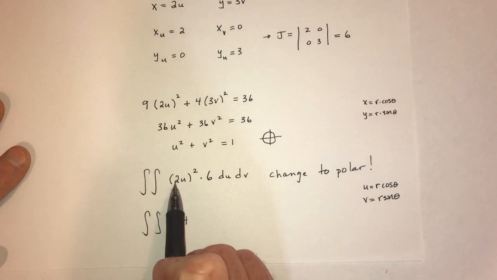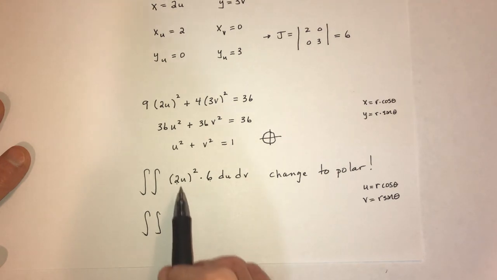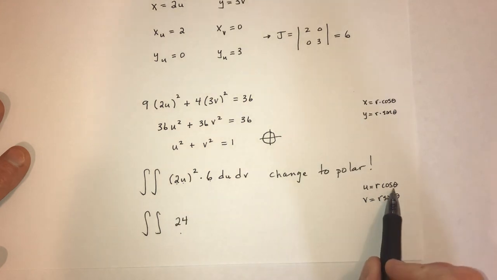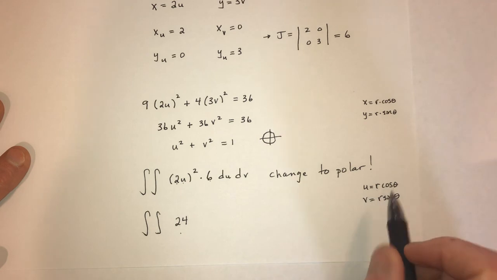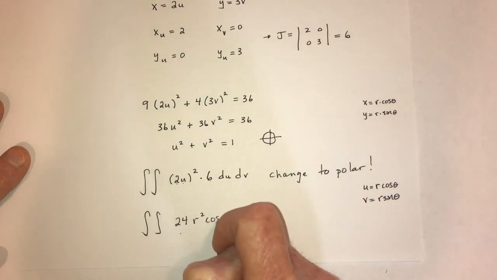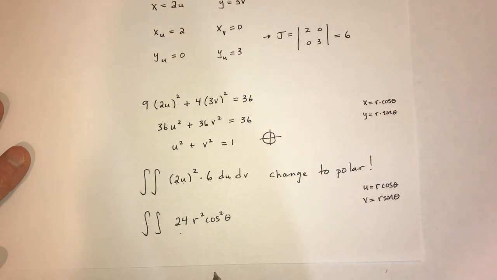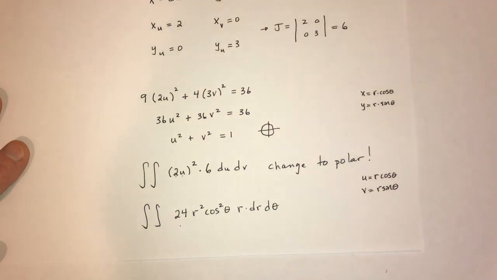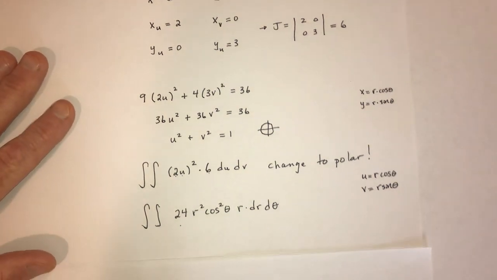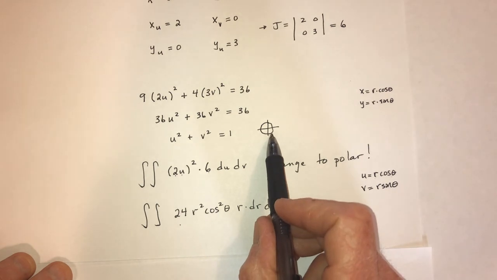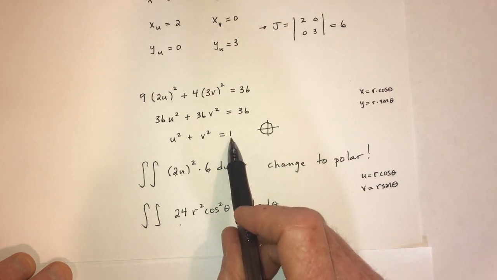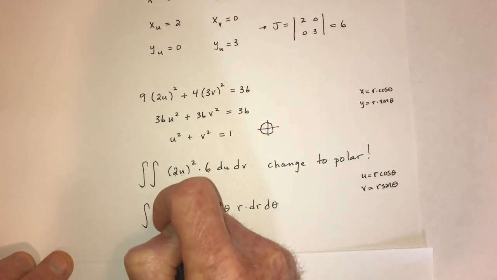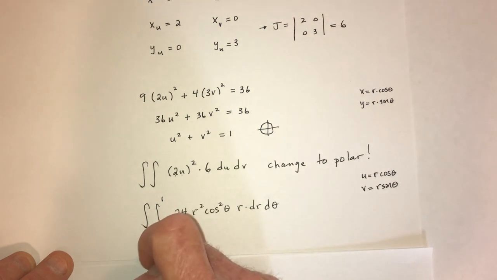Okay, so I established 4 times 6 is 24. Then u has to be squared. So that means square r and square cosine. And then, because we're changing to polar, we still need the r times dr d theta. Then, what are the limits? Well, we're talking about this circle right here, and it's a circle of radius 1 because of that. So r is going from 0 to 1, and to go all the way around the circle, theta goes from 0 to 2 pi.